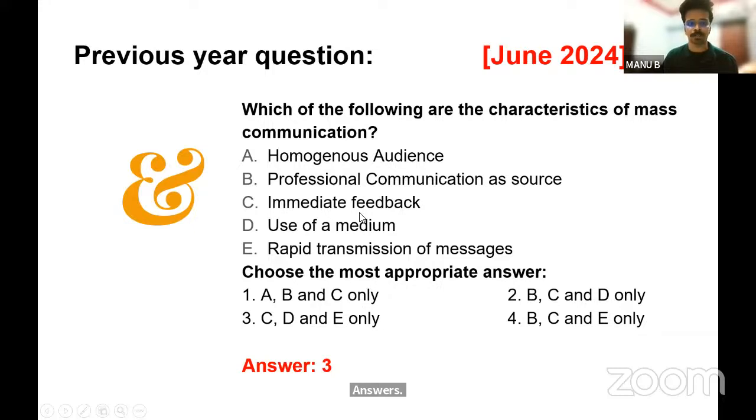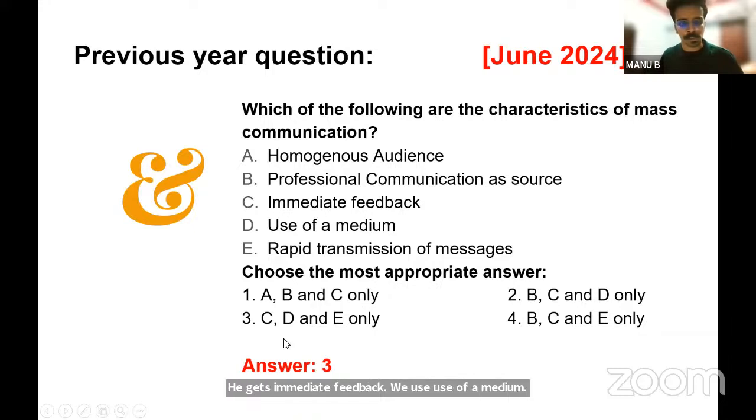Okay, so characteristics of mass communication: we get immediate feedback, and we use a medium. Immediate feedback, how does that come? Anybody chose option 3? Some of you chose option 4. Okay, so immediate feedback, use of a medium, rapid transmission.